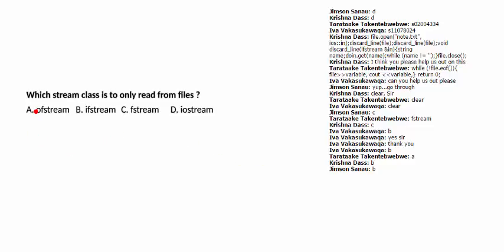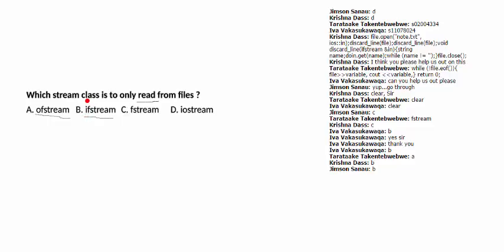Now, why can A not be the answer? Because our question says which stream class is to only read from files. Now, as I said, O is ofstream, right? And the answer is B, ifstream. ifstream is just input, right? So we're getting input from the file. That means we are reading from the file.